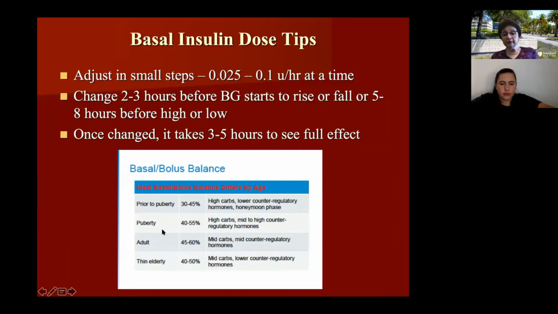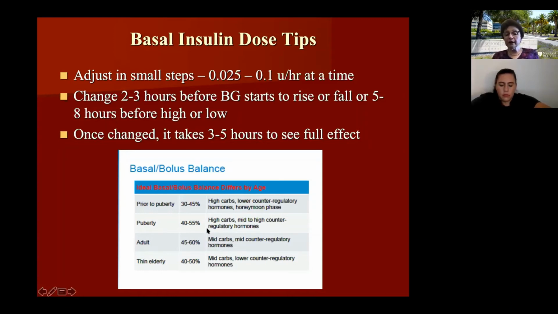I think this is a very useful table to have. The percentage of basal changes by age, by your physical activity, and by your carb intake. If we have mostly adults, or if you have kids who are in puberty, their basal rates could be a little higher, up to 55% of the total daily dose, because all the hormones are up. If you're an adult, your average basal is usually about 50%, or 45 to 50%, if you have a medium carb intake.